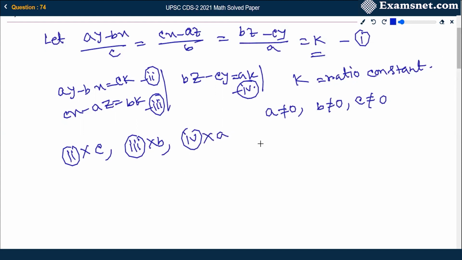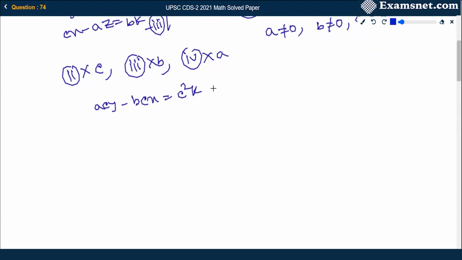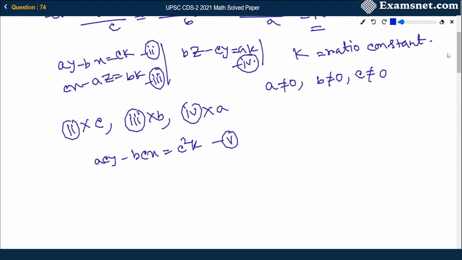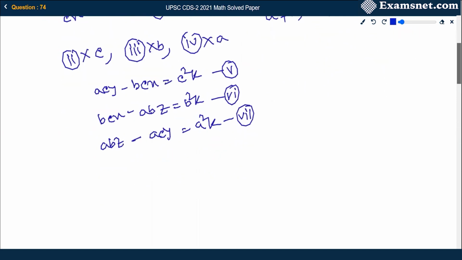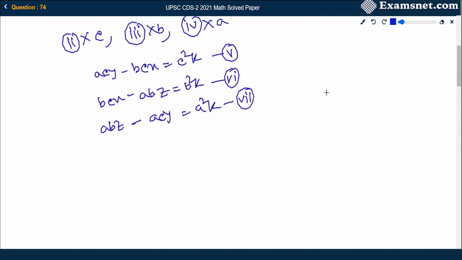So we will get respectively acy minus bcx equals c squared k. Let's name it 5. Next we will get bcx minus abz equals b squared k. Let's name it 6. And abz minus acy equals a squared k. Let's name it 7. Now, if we add these three, 5, 6, and 7, what will we get?